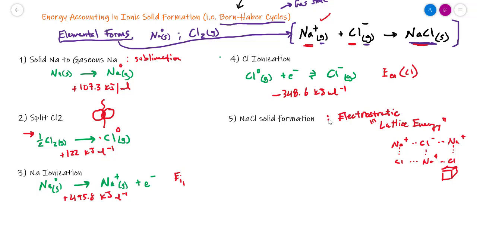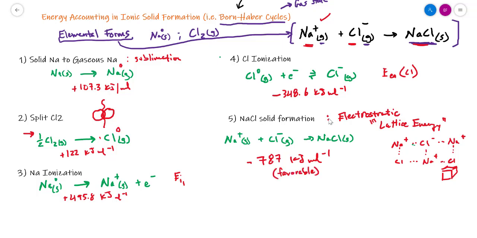We like this. The universe likes to have these interactions between positive and negative charges, so we can write this out as sodium plus gaseous plus chloride gaseous. Those two things can come together to form sodium chloride solid, and that's going to have an energy of minus 787 kilojoules per mole. Okay, so that is a favorable process.